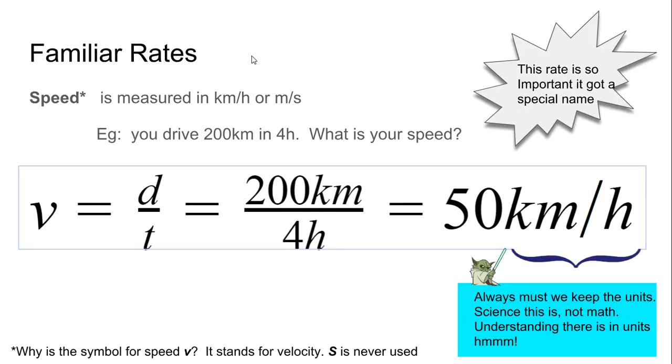Here are some familiar rates. One is speed. Let's say you drive 200 kilometers in 4 hours. What is your speed? You write speed is equal to distance over time, and that is equal to 200 kilometers over 4 hours, and that equals 50 kilometers per hour. Now, the rate is so important, it got its own special name, speed. Why aren't they using S? It was taken up already, and they chose V for velocity, and you'll see in grade 11 why they do that.